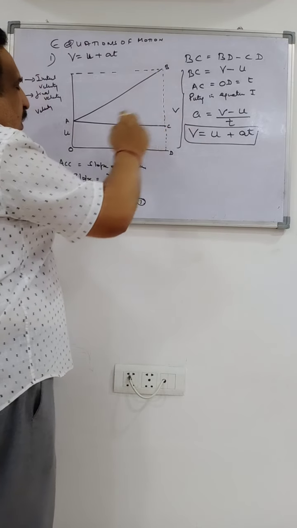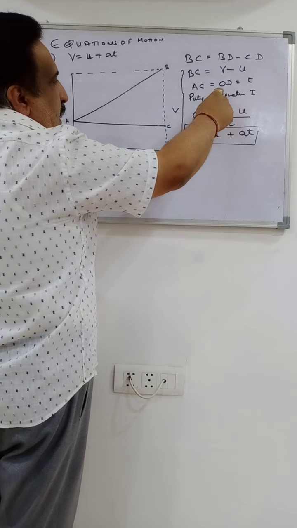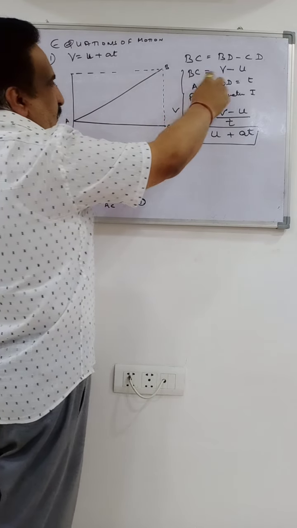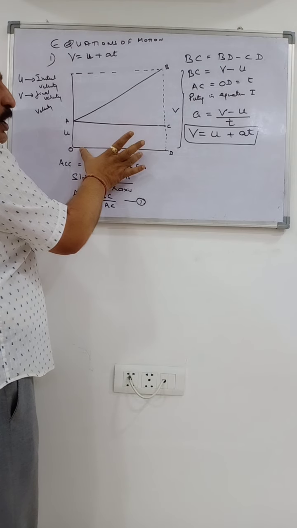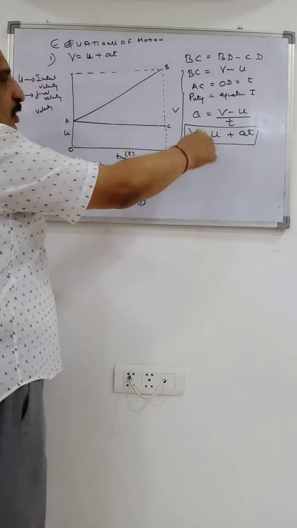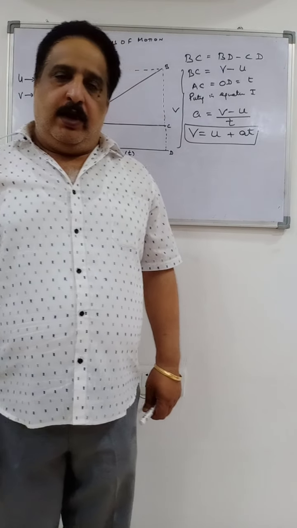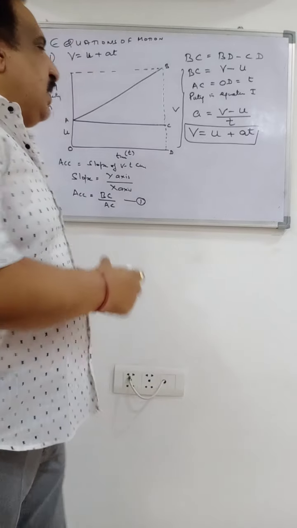What is BD? V. What is CD equal to? AO is equal to U. CD is equal to AO is equal to U. So this BC will be V minus U. What is AC equal to? AC is equal to OD is equal to T. Put the values here to get V is equal to U plus AT. So this is the first equation.